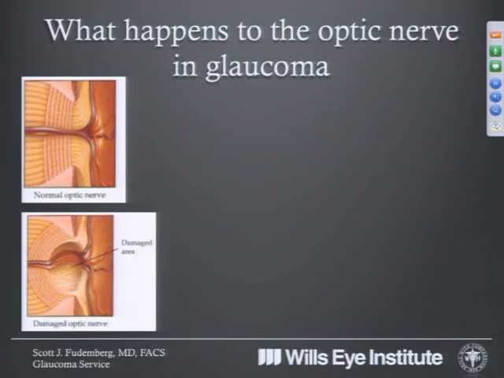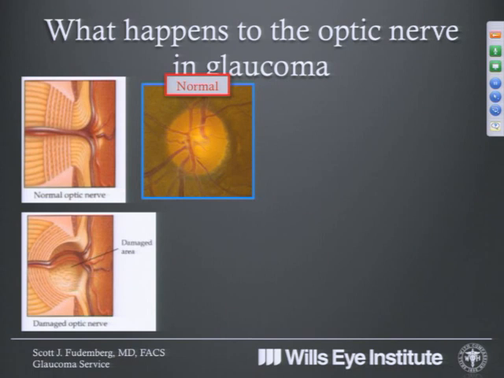And what happens in glaucoma is that those fibers are damaged and we lose those fibers. And as we lose them, that donut hole, that space in the middle, gets bigger and bigger, and all that important tissue in the rim may be lost.